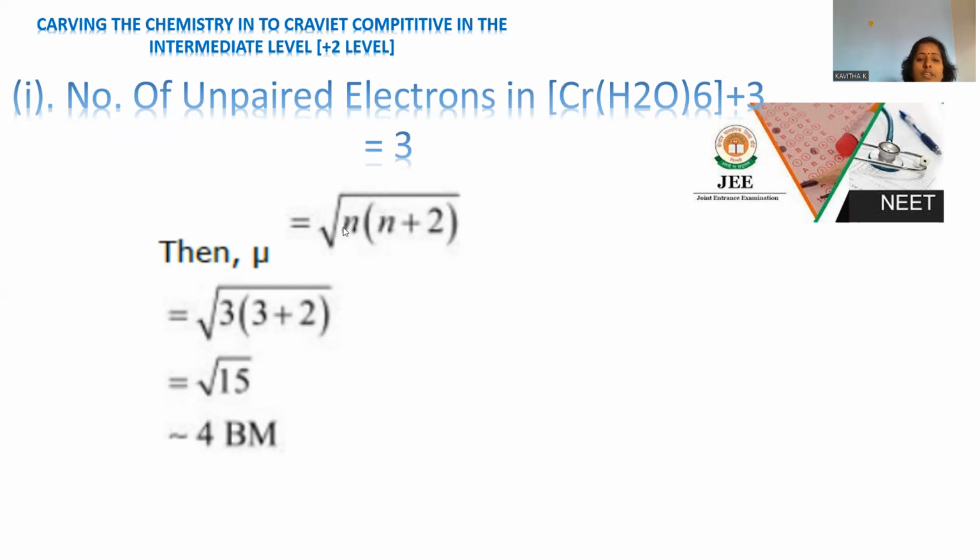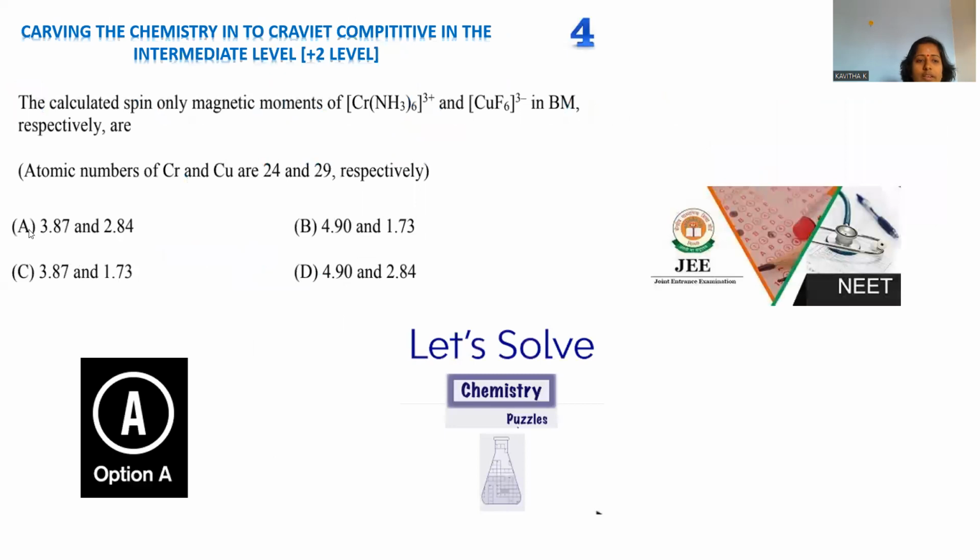Now let's apply the spin-only magnetic moment formula, root n into n plus 2, where n is the number of unpaired electrons. Root 3 into 3 plus 2 is the substituted value. 3 plus 2 is 5, 5 into 3 becomes 15. Root 15 is about 3.87 Bohr magnetons. So 4.9 nothing but 5 can be cancelled out. 3.87 might be possible, so either A or C is possible with respect to chromium.